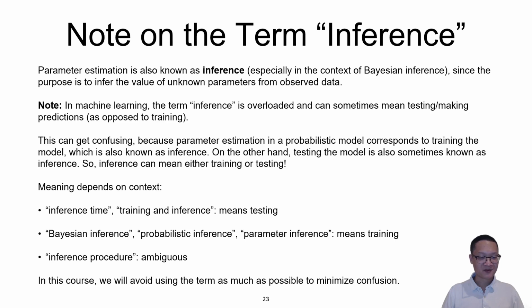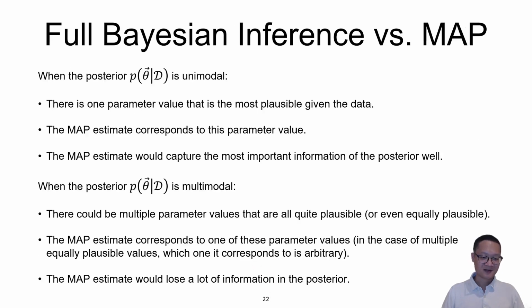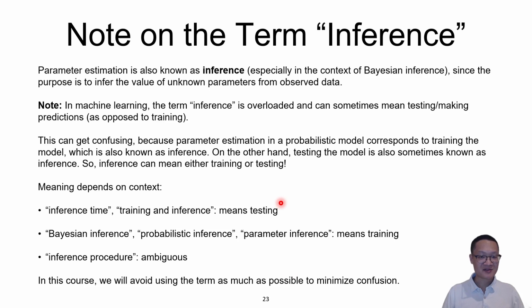Okay, so a quick word about terminology. Here we're talking about Bayesian inference, and here Bayesian inference means determining the probability distribution P of theta given D. So this sounds like training, right? When we talk about Bayesian inference, it sounds like training because we're using the observed data to infer something unknown, like the unknown parameters. But a lot of times, maybe some of you may have heard the term inference being used to mean testing or making predictions, as opposed to training, which is what we're doing.